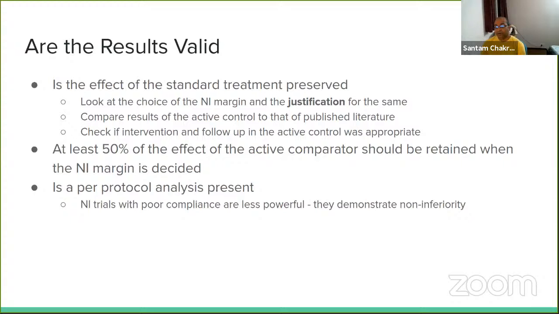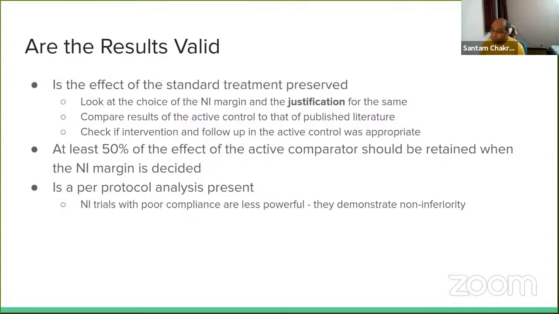One thing very important, and once more I will highlight this point, at least 50% of the effect of the active comparator against the placebo should be retained when the non-inferiority margin is decided. And oftentimes this judgment has to be made by you because it is not explicitly mentioned in the protocol.